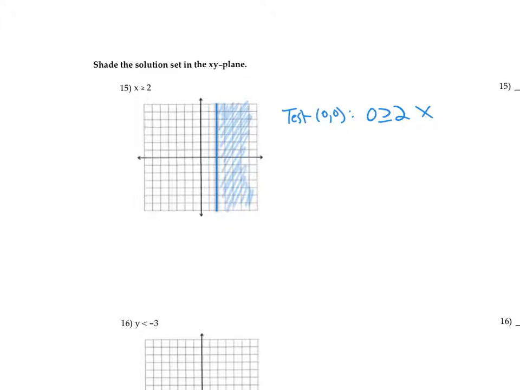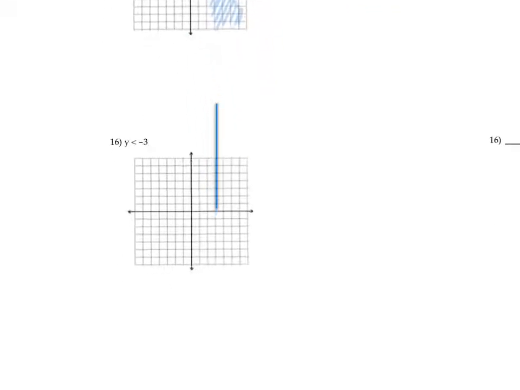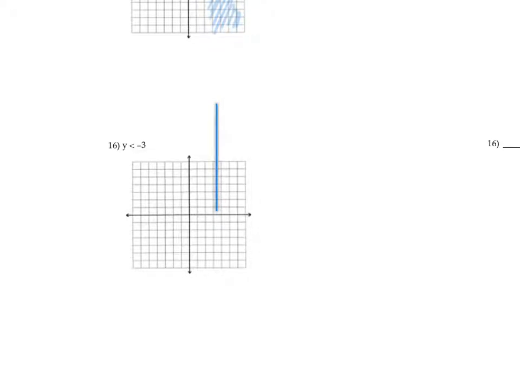Now, for the other question down here, y is less than negative 3. And apparently my line hung out. There we go. Okay. y is less than negative 3 is a horizontal line that's dotted. So it's a dotted or dashed line through negative 3. And if you tested 0, 0, you get 0 is less than negative 3, which is false. So that also shades away in this case, which would be below.